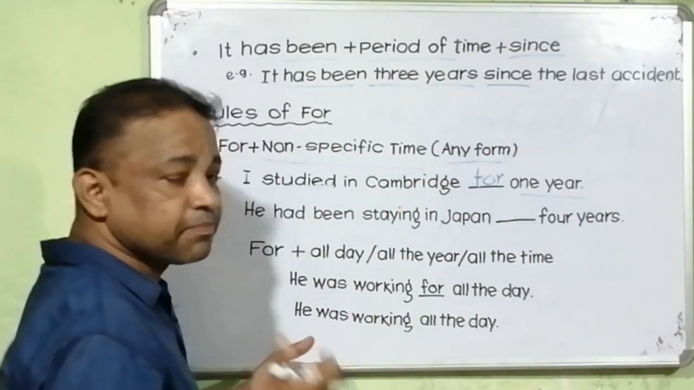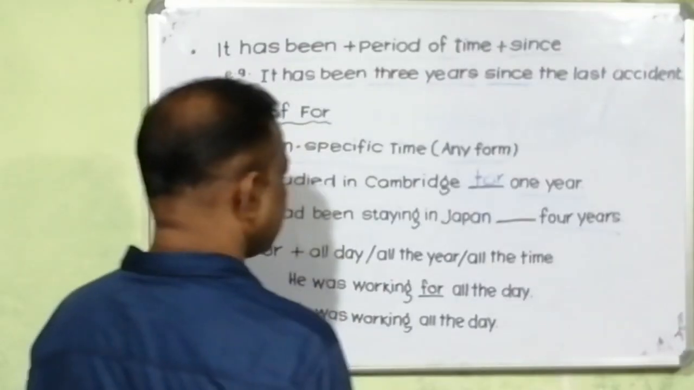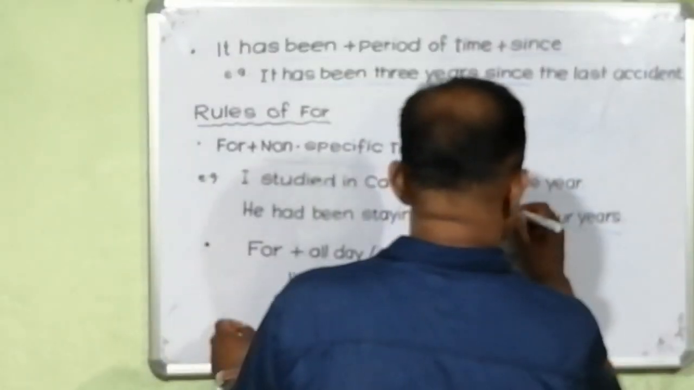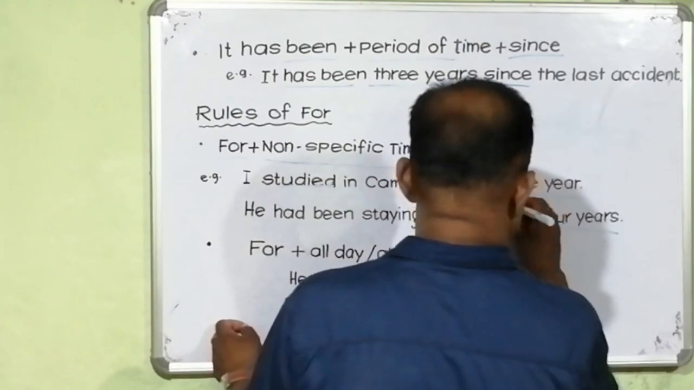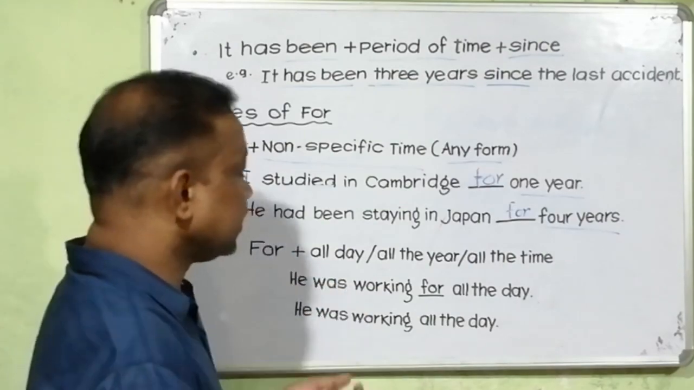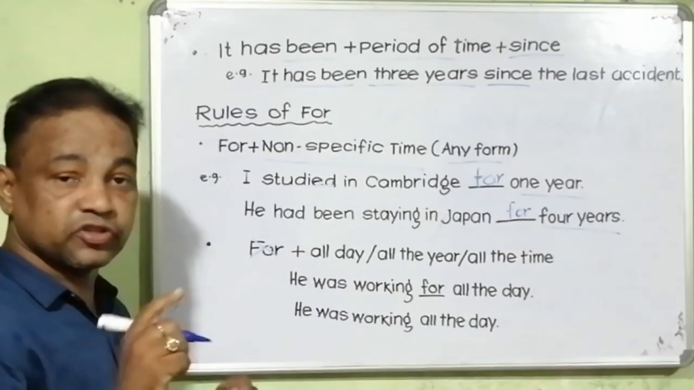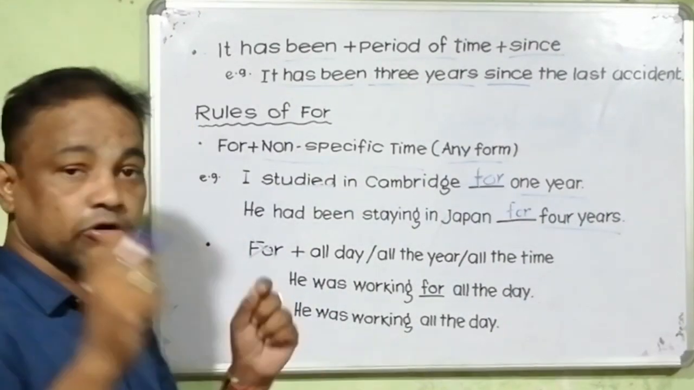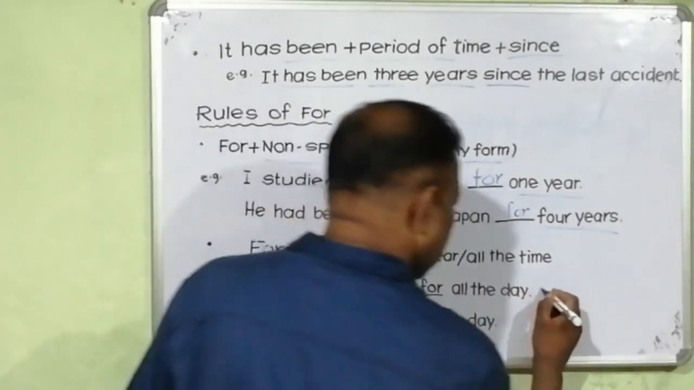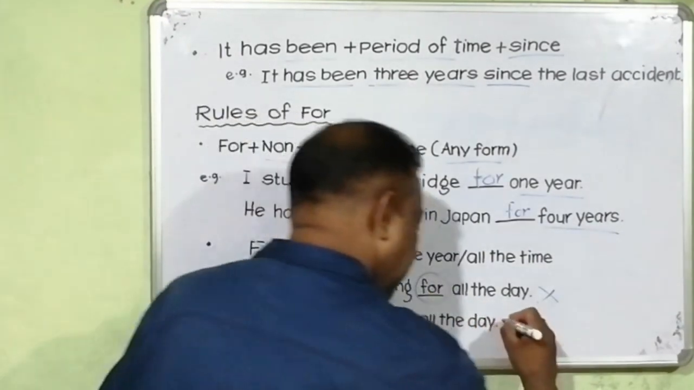He had been staying in Japan for 4 years. This one is a non-specific time, and this one is in the form of past perfect progressive. We can use for here. Next rule. For plus all day or all the year, all the time: this one is incorrect. You cannot use for with all day or all the year or all the time. For example, he was working for all the day. This one is ungrammatical. The correct sentence is he was working all the day.